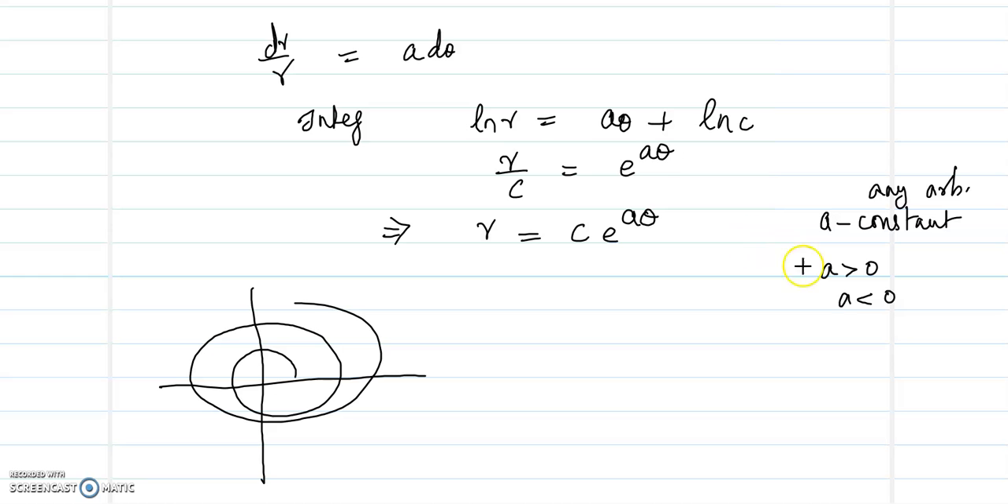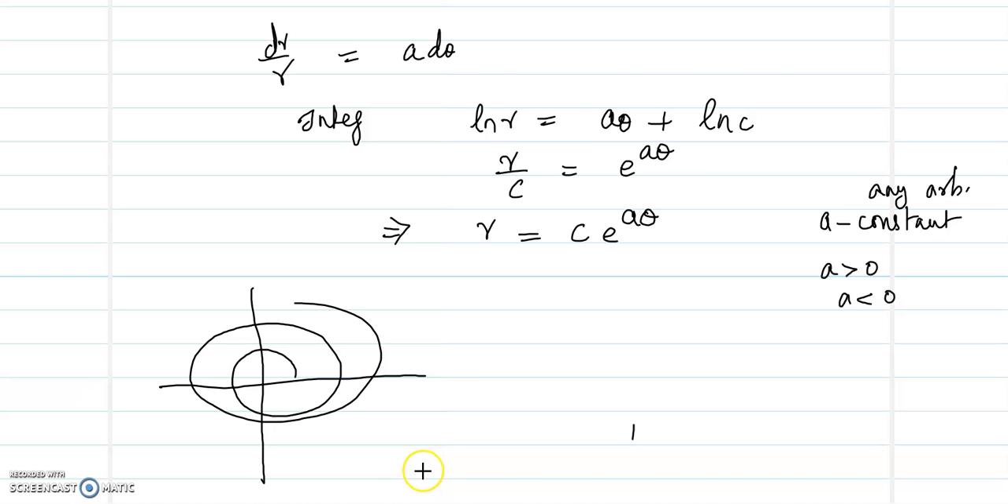Now similarly, when a is less than 0, this keeps on decreasing. So as theta increases, e raised to a theta will be decreasing. In that case we will also get a spiral. So when a is greater than 0 or a is less than 0, we are getting the case of a spiral.